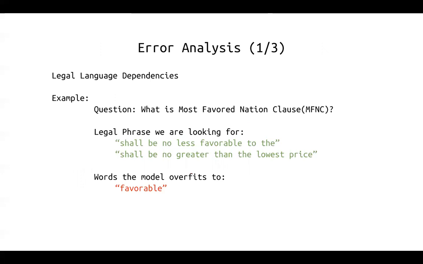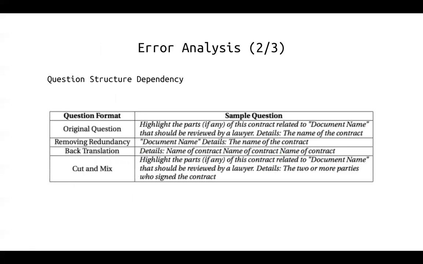Once we did our analysis on the baseline models, we found three large sources of error. First was the legal language dependency. In this case, the question was, what is most favored nation clause? And the model overfit to the word favorable. The second source of error was the dependency on the question structure. The original question generally is long and it follows a fixed template. That is, highlight the something and then the field name and then the details of the field name.